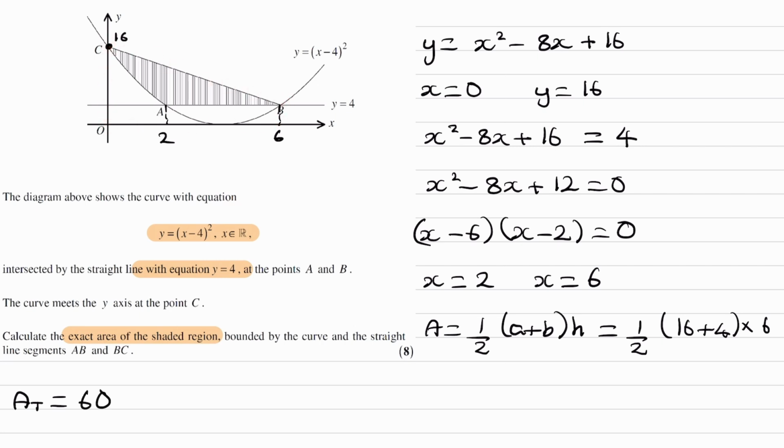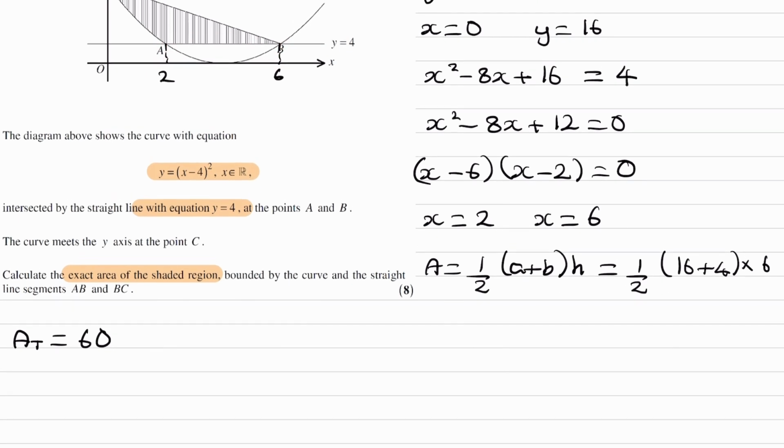The next thing to do is to work out what this area here is, the rectangle. So the area of the rectangle, that's pretty straightforward. You would just do this length, which is 4, 6 minus 2 is 4, and this length here, which is also 4, times them together, and we get 16.